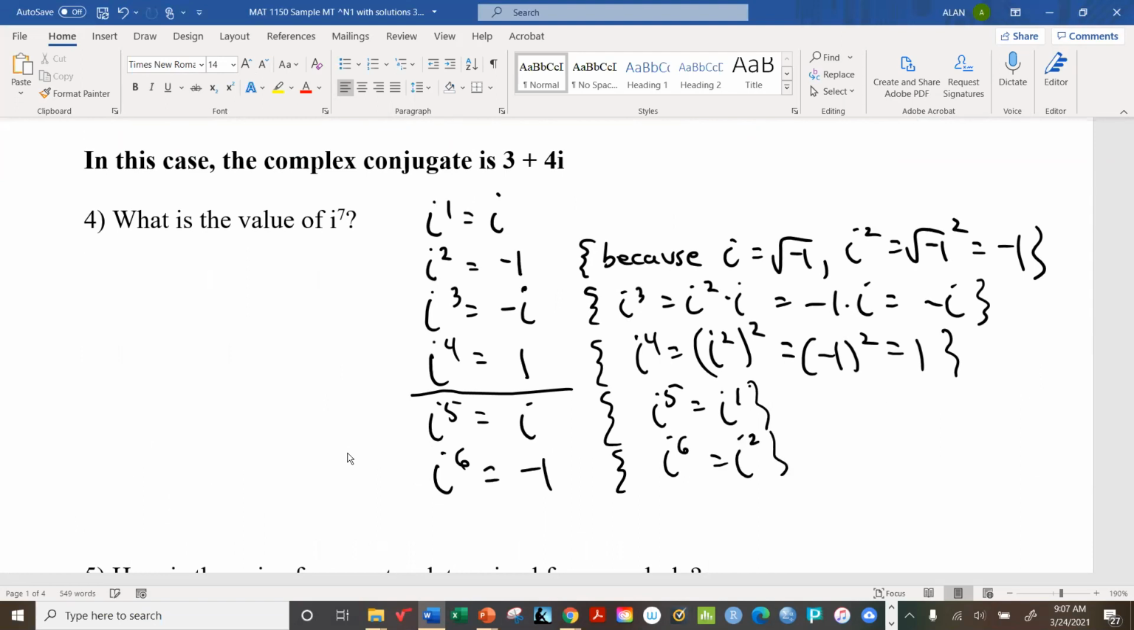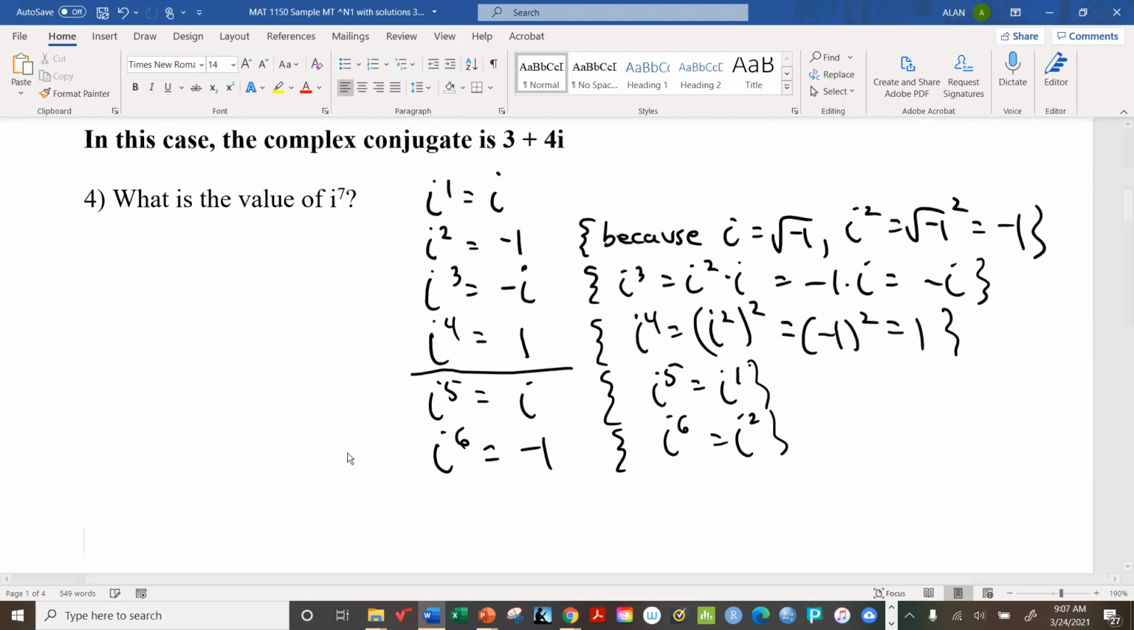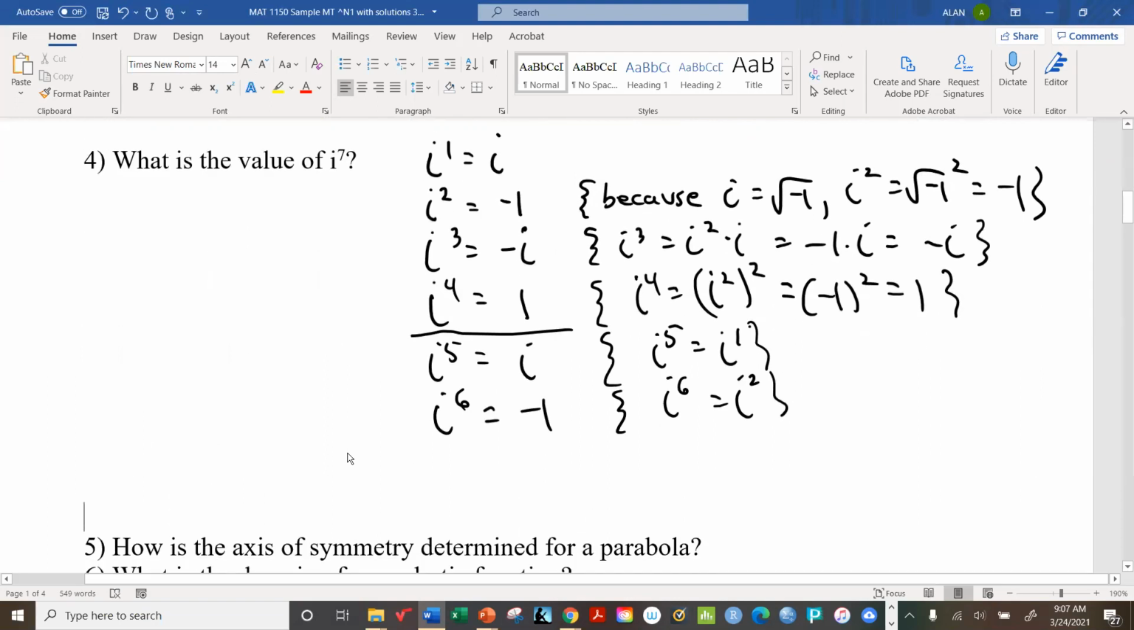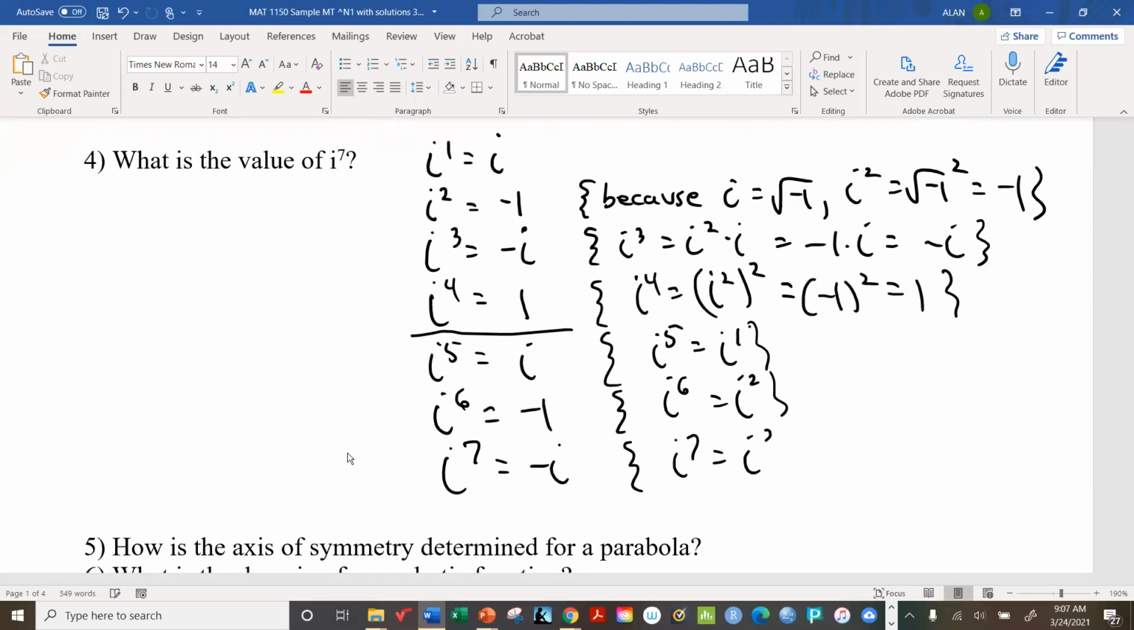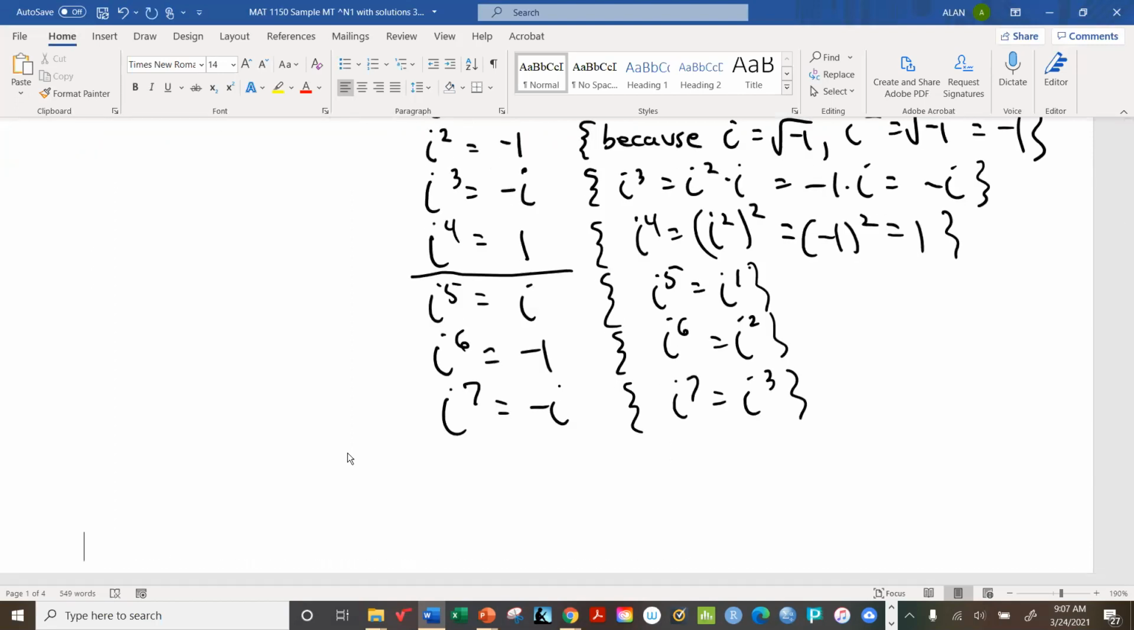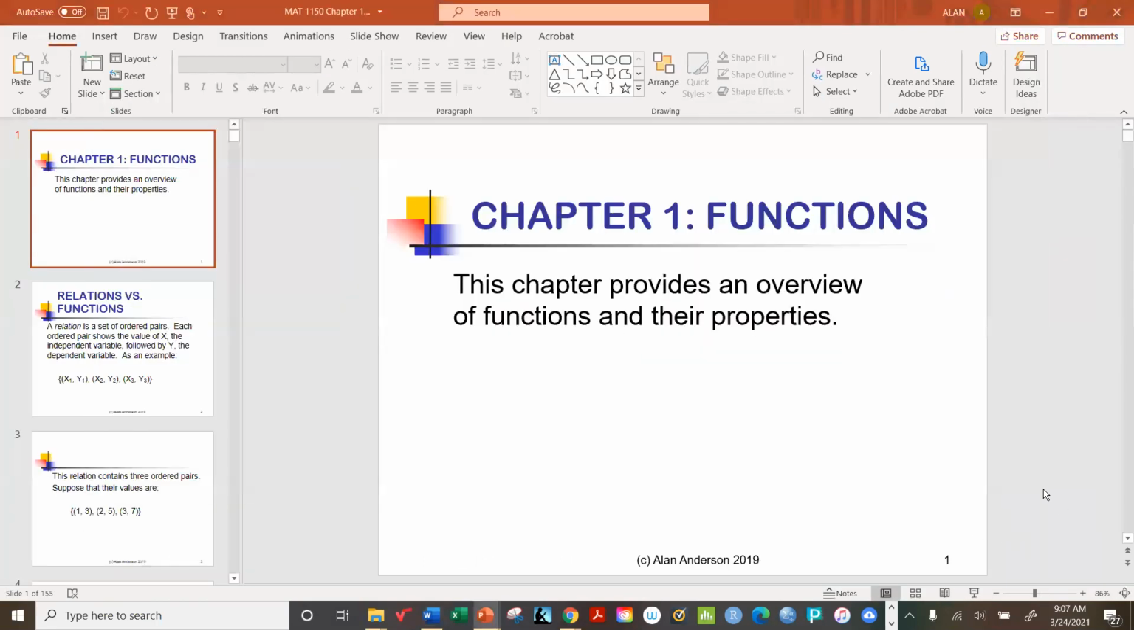In other words, when the exponent goes up by 4, the value returns to its original value. So i to the 7th is -i because i to the 7th equals i cubed. And if I'll just finish this, even though we're not asked to do that, that implies that i to the 8th is 1 because i to the 8th equals i to the 4th. So we had a chart showing this somewhere along the way. Let's go find it.